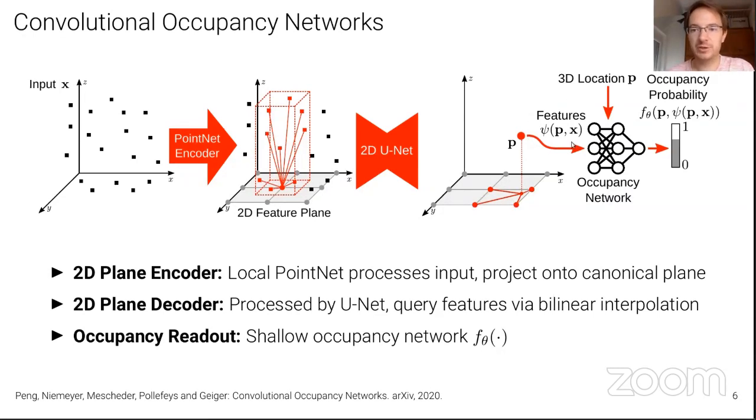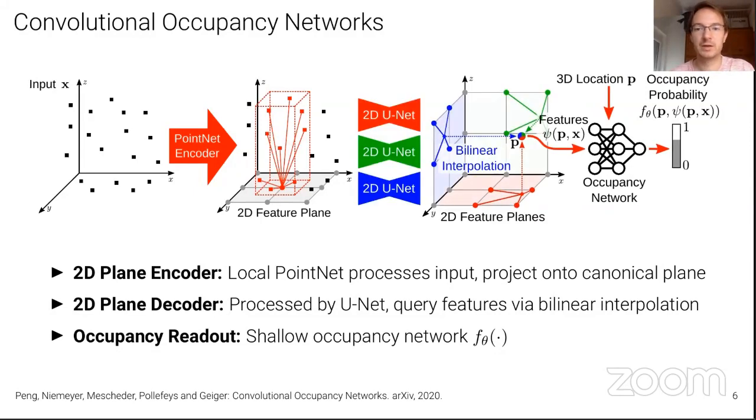Now we have more rich local features, which means that we need a more shallow occupancy network only, that has the same function as before. It takes as input a 3D location and the features, and produces an occupancy probability. We can also do this for multiple canonical planes. We can use three canonical planes, for instance, have three different UNets that operate on these three planes, and we then simply concatenate the features from all these three planes.